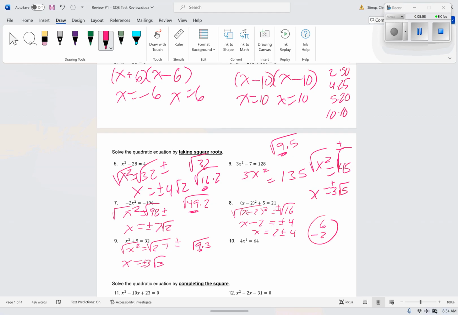Number 10, we're going to divide both sides by 4 first. So 64 divided by 4 is 16. Root, don't forget the plus minus. Square root of 16 is 4. Cool.